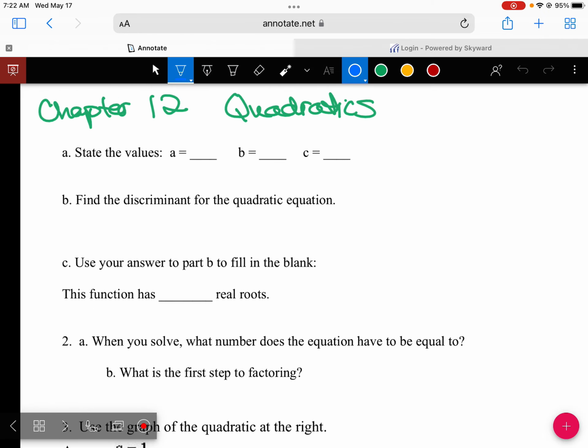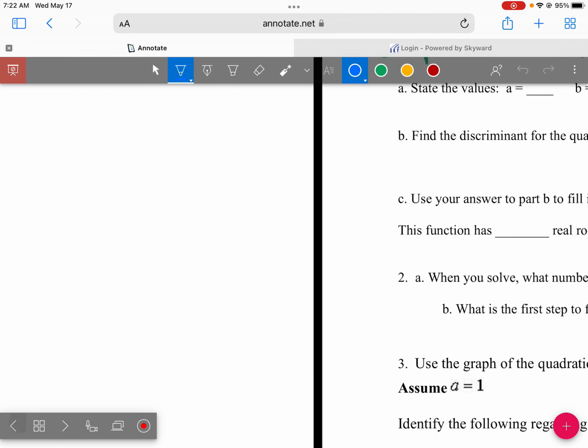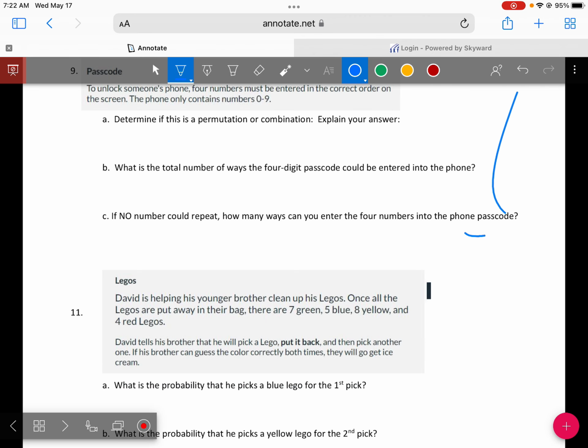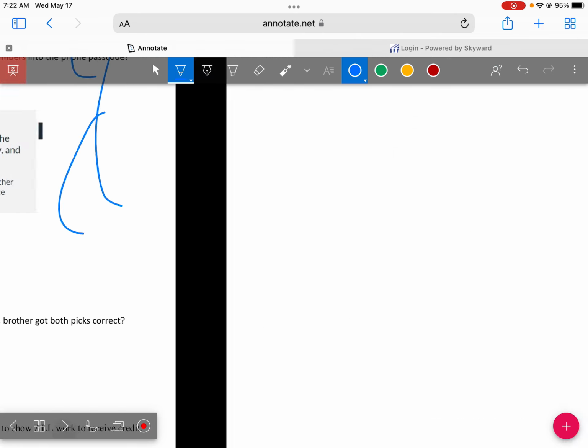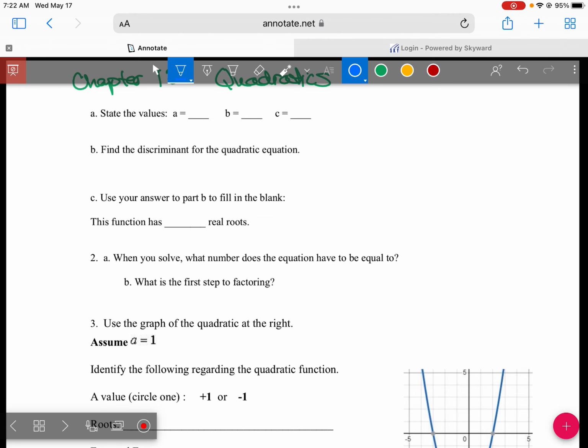Do I not even have the, or is it at the bottom of this page? Yeah, of course, it's at the bottom of the page. Negative 4x squared minus 5x plus 9 equals 0. It says, use the quadratic equation to answer the following questions. Be sure to show all work. So mine was at the bottom of that page.